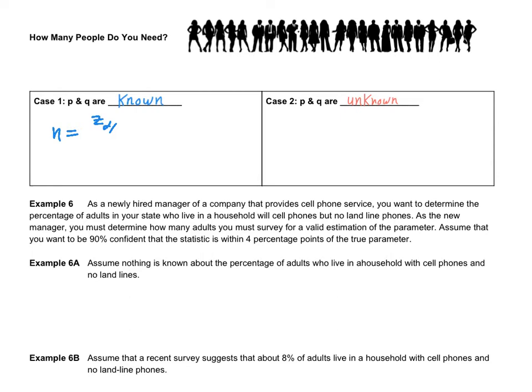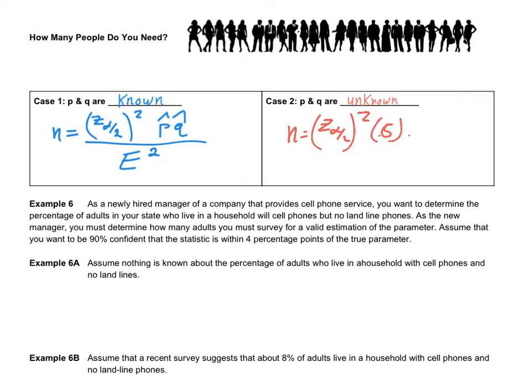The first part of this function is going to be the z alpha over 2 quantity squared times p hat times q hat all over the margin of error squared. Now, if you don't know p hat and q hat, you're going to use the exact same formula, but instead of p hat and q hat, you're going to substitute something in. So n is going to be equal to z alpha over 2 quantity squared times 0.5 times 0.5, because we're overestimating the size of p hat and q hat, and we divide that by e squared.